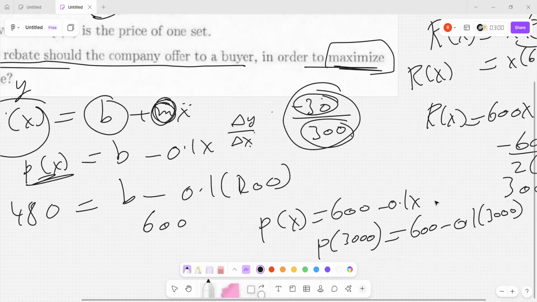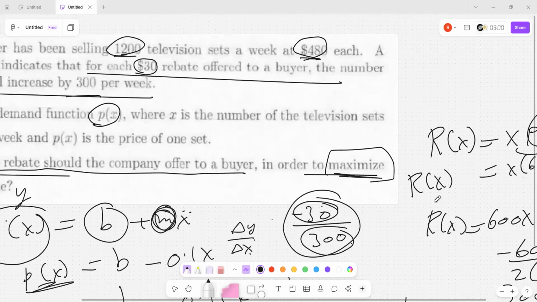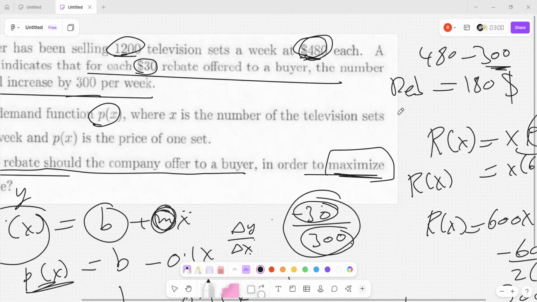Now we are finding the price, in order to find the value of the rebate. So the number here is 300. So first of all, this guy sold every television set for $480 minus 300. When the price was 300, we found the maximum revenue. So what rebate happened? $180.